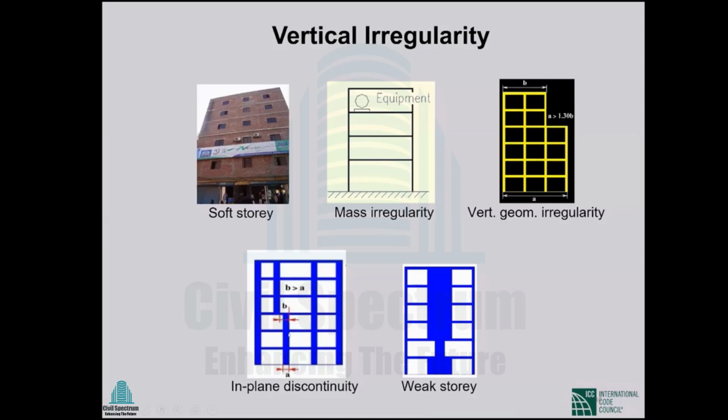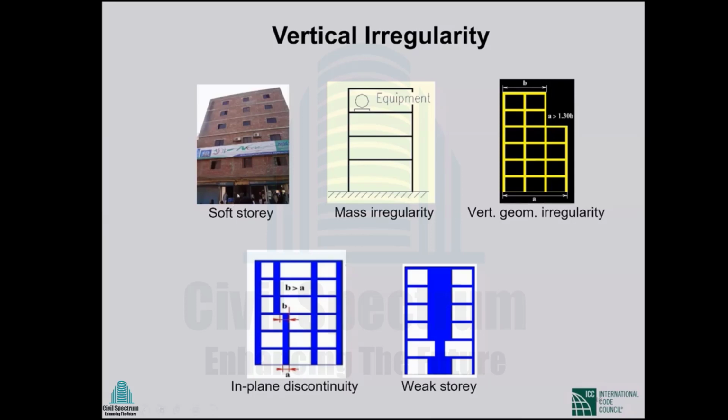Sometimes we call it floating column. So that's another type of discontinuity. Weak story, this is very similar to soft story. The only difference is that we compare not the story stiffness, rather we compare the story strength compared to other stories. Now, for example, in the case of soft story, brick walls, they are not quite strong. They cannot take a lot of lateral load. They break easily, but they are very stiff.